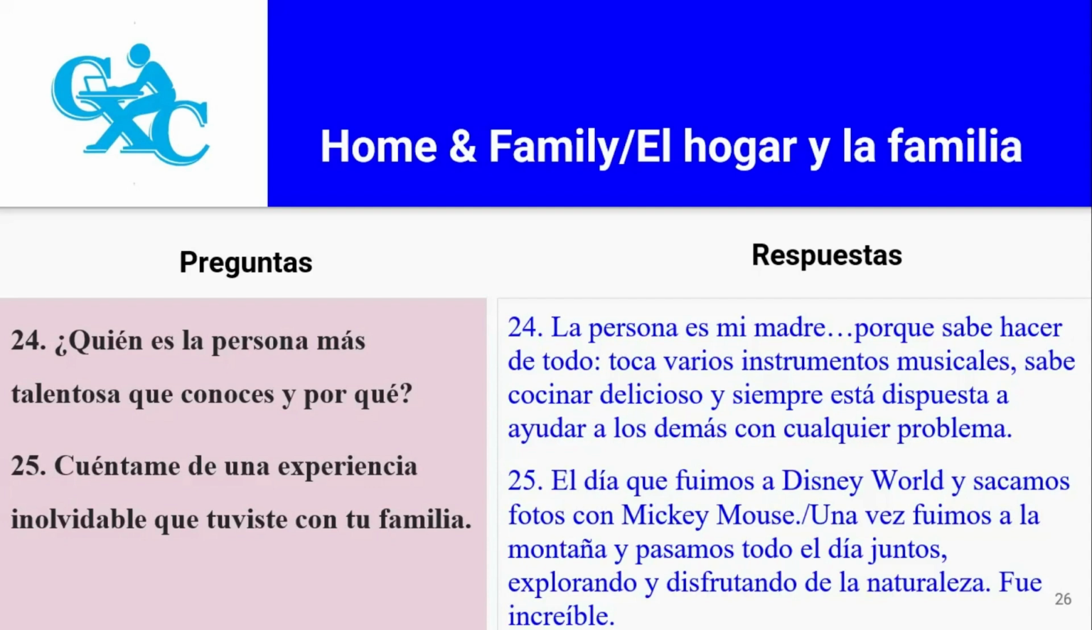Excelente. So, estudiantes, please pay attention. Presten atención, okay, to these expressions that you can use. All right? Get familiarized with them. Thank you. All right, so let us continue. So this question is asking, tell me about an unforgettable experience that you had with your family. So this is a follow-up to a question, all right? So you can answer along these lines, okay? Excelente. Now let's continue.